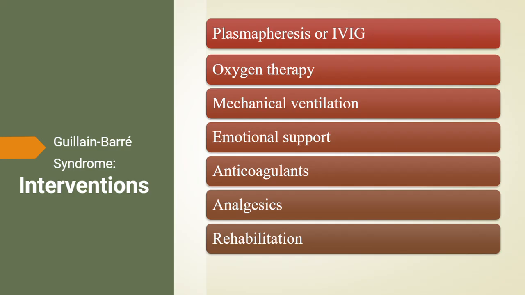Another first-line treatment is intravenous immunoglobulin therapy, or IVIG, which works by modifying the body's immune response. Please note that plasmapheresis and IVIG are never given together, but both are considered equally effective. Patients often require oxygen therapy, especially if their breathing muscles are becoming weak. As the disease progresses, about 1/4 of patients will require mechanical ventilation due to respiratory failure. Early identification of respiratory decline is crucial, and nurses play a key role in monitoring vital capacity, breath sounds, and the ability to clear secretions.